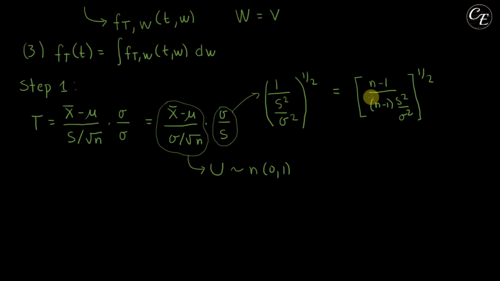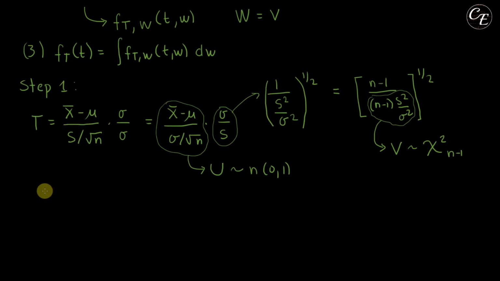Now for this one, we can designate it as random variable v, and this v has a chi-squared distribution with n minus 1 degrees of freedom. Now if you want a proof that this expression has this distribution, I have a video for this one and I provided the link in the description below so that you can check it out.